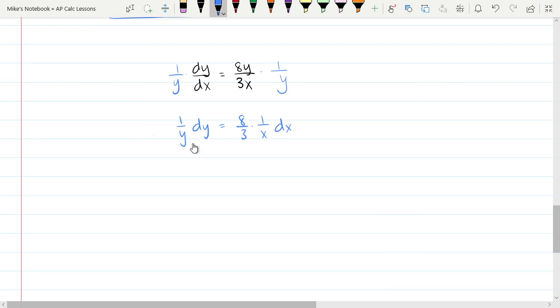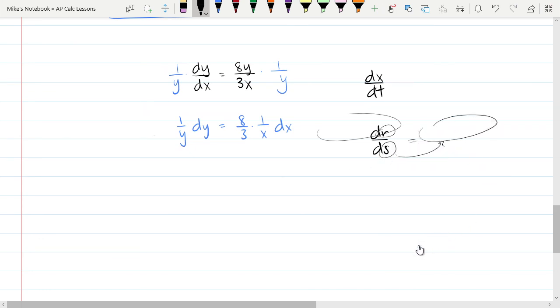And then my final comment is, remember, it doesn't have to just be x's and y's. As you'll see in 1 or 2 examples or problems in your assignment, it might be something like dx dt, or it could be dr ds. Don't let that throw you off. Just remember, whatever variable you have in the top, that's going to have to be on the left side. Whatever variable you have on the bottom, you're going to want that on the other side.